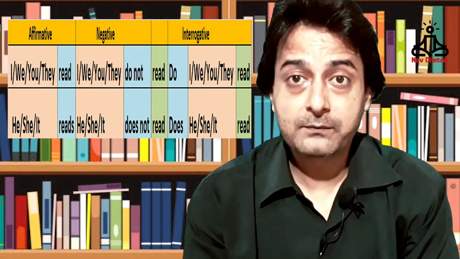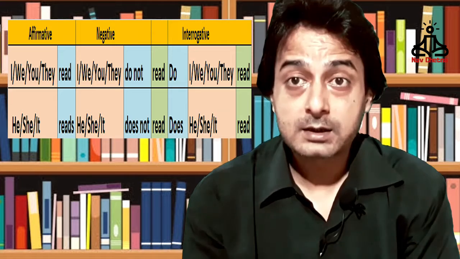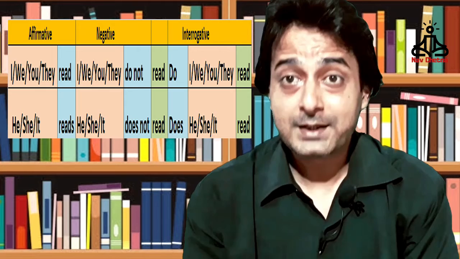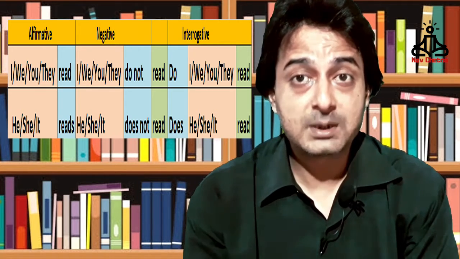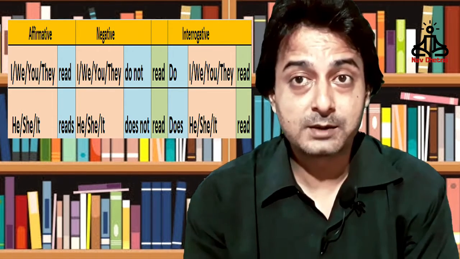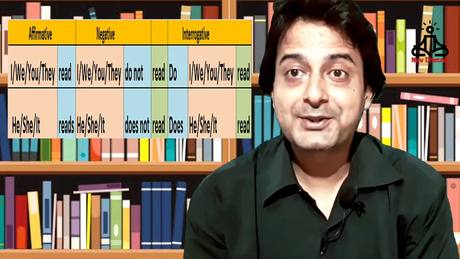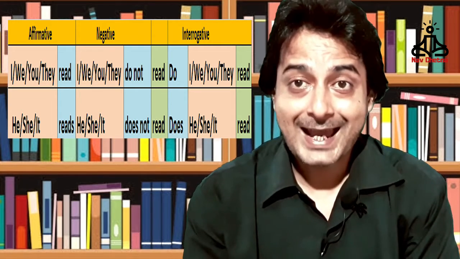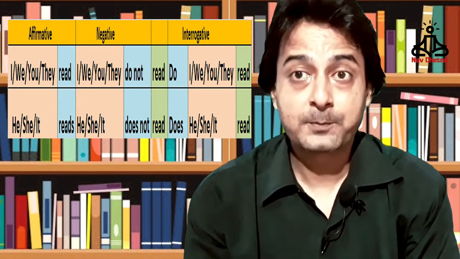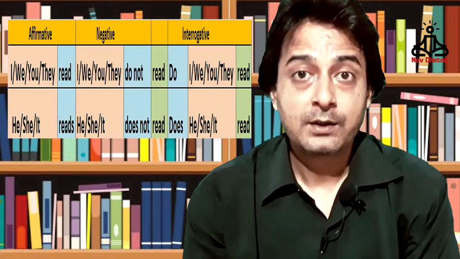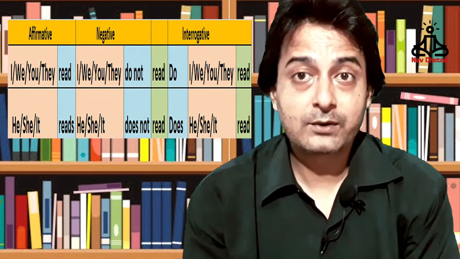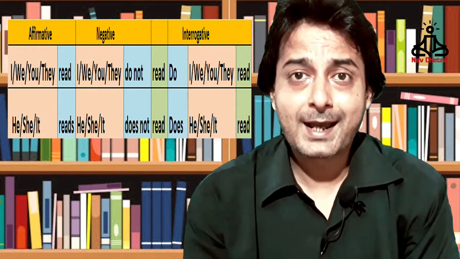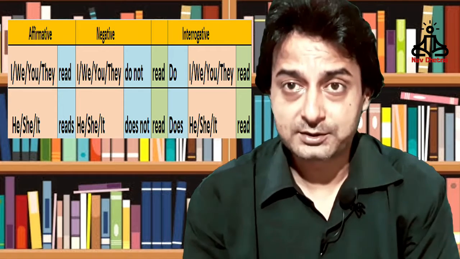Affirmative, negative, and interrogative are the 3 forms of a sentence. You can see the affirmative form of the simple present tense next to me. How do we construct a sentence? We put subject at the beginning of the sentence. We place the verb after the subject and put the object at the end of the sentence.